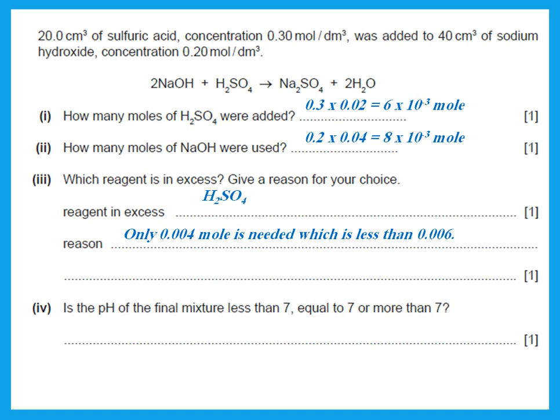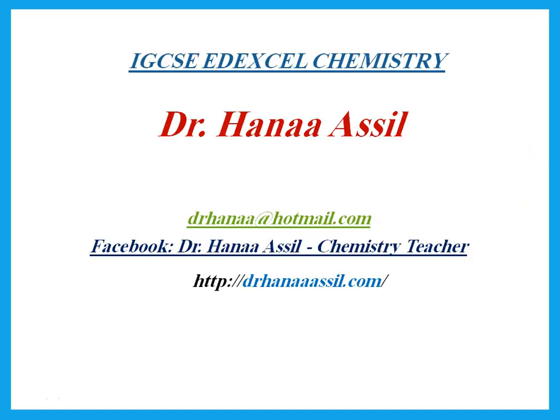Then he has a question. So we've decided that it is the acid that is excess in the solution. Then he's saying, is the pH of the final mixture less than 7, equal to 7, or more than 7? How do we know? Well, we just said that the acid is excess. That means I have a lot of sulfuric acid in the solution. What is the pH of acid? Less than 7. And that's the end of this part.